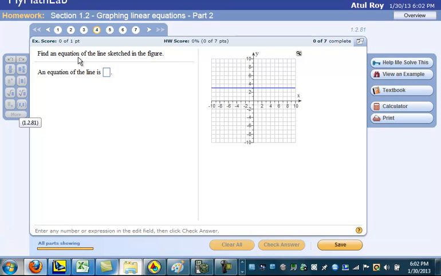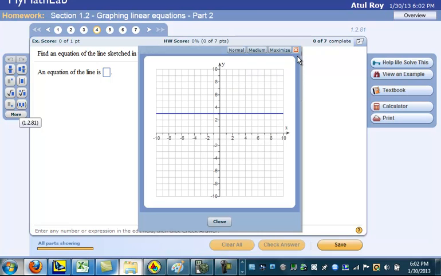Okay, good. It says the line is sketched right here. Can everybody see this line? And it's asking us for the equation or for an equation. An equation is better here. Tell me, what do we notice? What's the slope here? And y stays what all throughout? 3. So what would we say? Y equals what? 3.